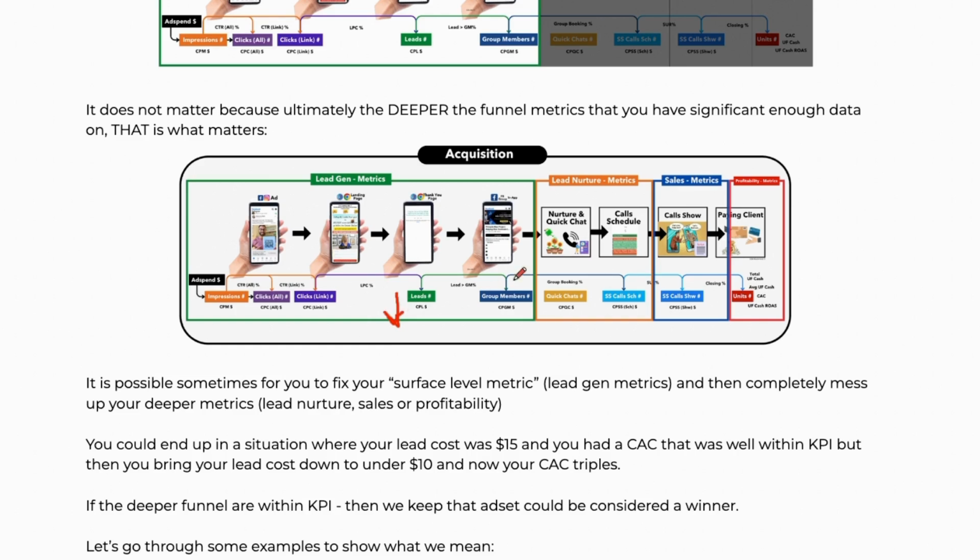It is possible that at the surface level you might be doing amazing over here, but then downstream, when you look at your profitability metrics, you look at your acquisition metrics, it's a complete mess and you just mess everything up, right? And so you can be in a situation where your lead cost is, let's say, $15 per lead, and you have a CAC that's well within KPI, but then all of a sudden you bring your CPL down to like $10 or $5, and now your CAC triples. Sometimes it works like that, right?